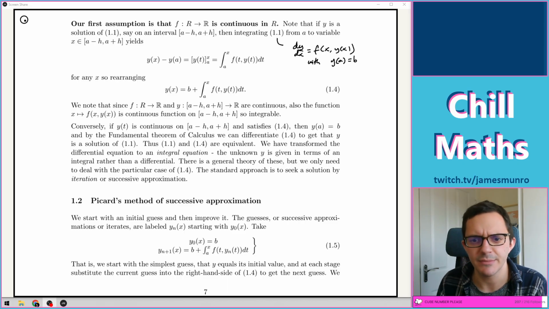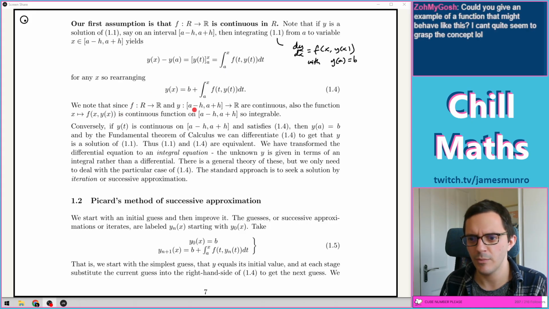We're on a restricted domain. Oh, so restricting f. No, what are we doing? Since f is continuous and y is continuous, this function is continuous and so integrable, I guess this exists or something.